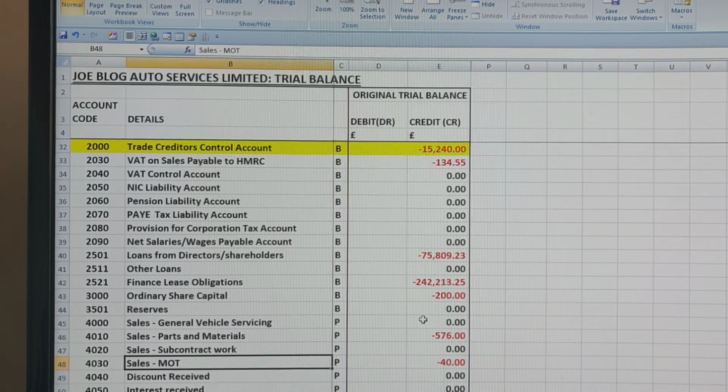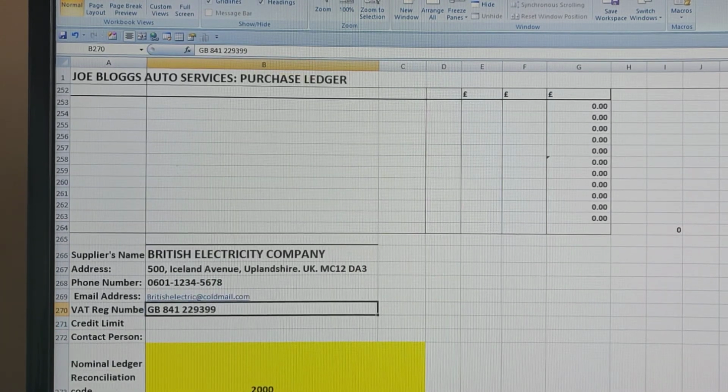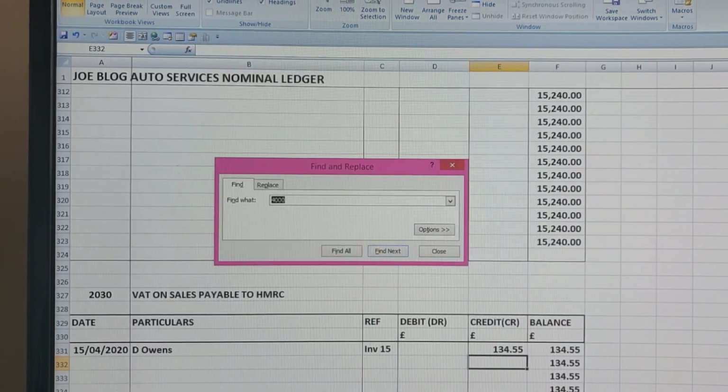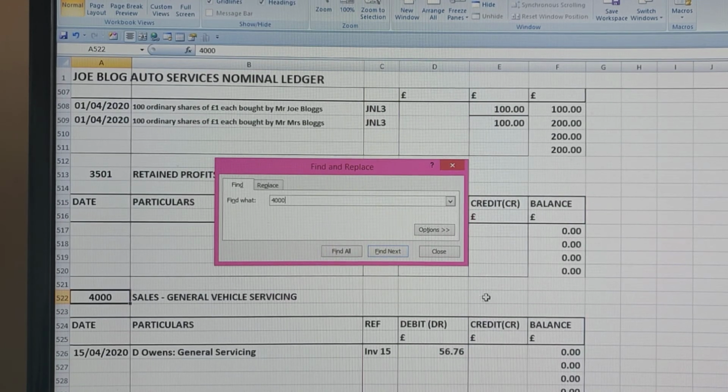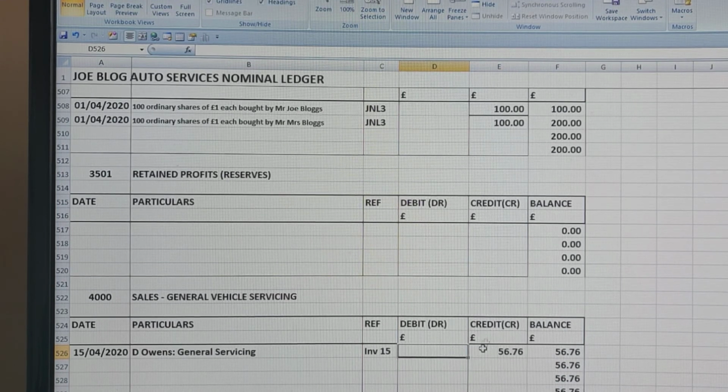Sorry about that. I will fish out the source of the problem in a minute. Yeah, that has not been linked. You see, it's not been linked. 4,541. Yeah, that's what I've done there. Sales general servicing, I have debited instead of credited. Now that's totally wrong. So hopefully everything should be fine now.